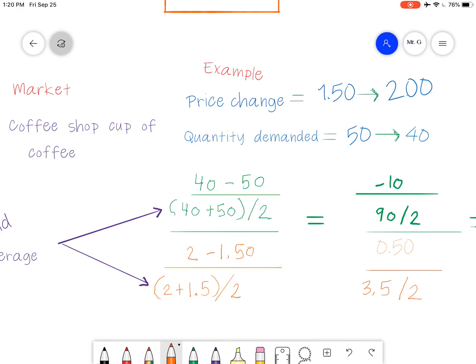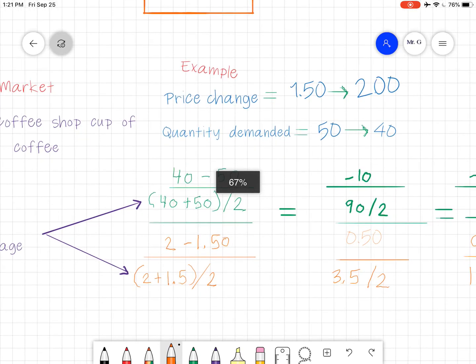So if we look at this example, we have price change. So we have $1.50, and the price is then going up to $2. Okay. And as we know with demand, the law of demand, it basically states as the price goes up, quantity demanded will decrease. And that's exactly what we have happening here. We have the quantity demanded going from 50 to 40. This is why when you figure out elasticity for demand, it will always be negative, and then we have to take the absolute value of it. So we've increased our price 50 cents, and the quantity demanded went down by 10 cups. So they sold 10 less cups.